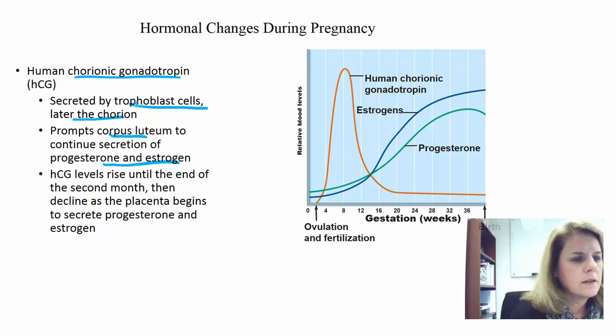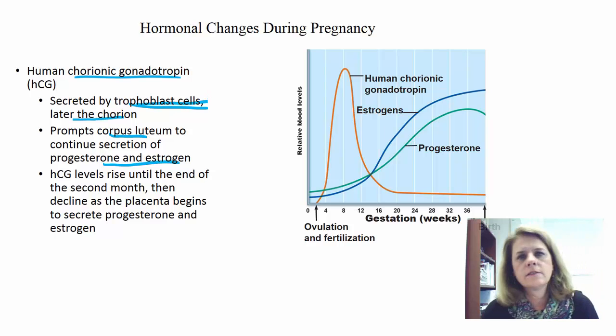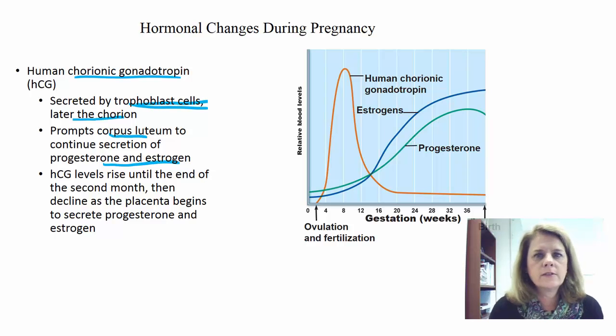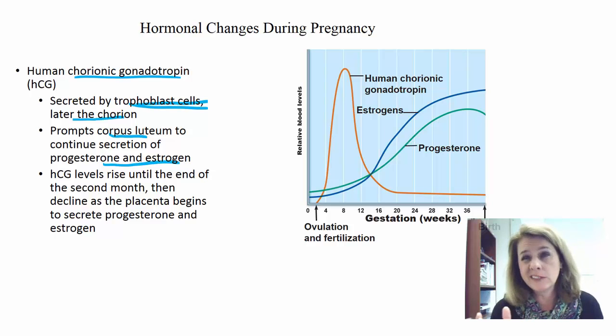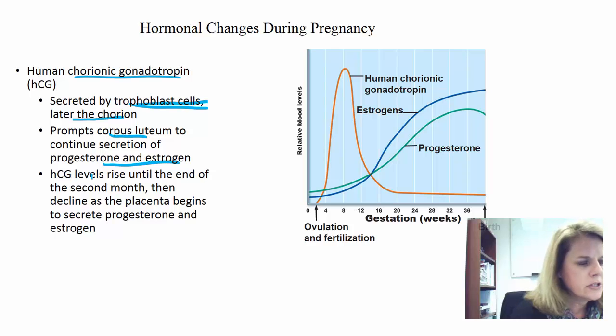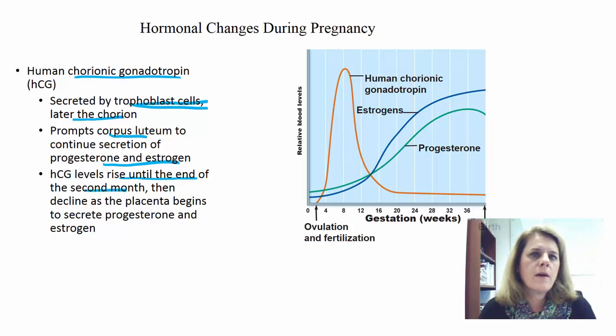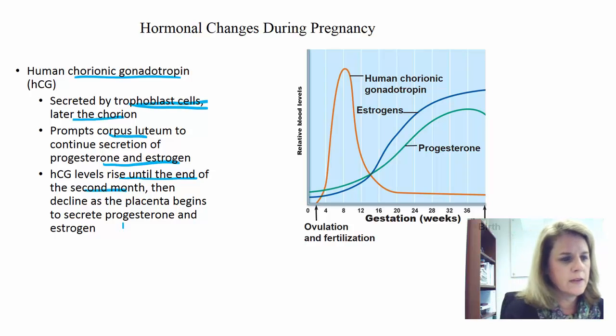So this is going to be made by these trophoblast cells at first, and then as soon as these cells differentiate and implant inside the uterus, they become something called the chorion, which is kind of an early placenta. And that's going to make the HCG. These HCG levels are going to rise until about the second month. By the end of the second month, the fully formed placenta will be there, and it will start making the progesterone and the estrogen.